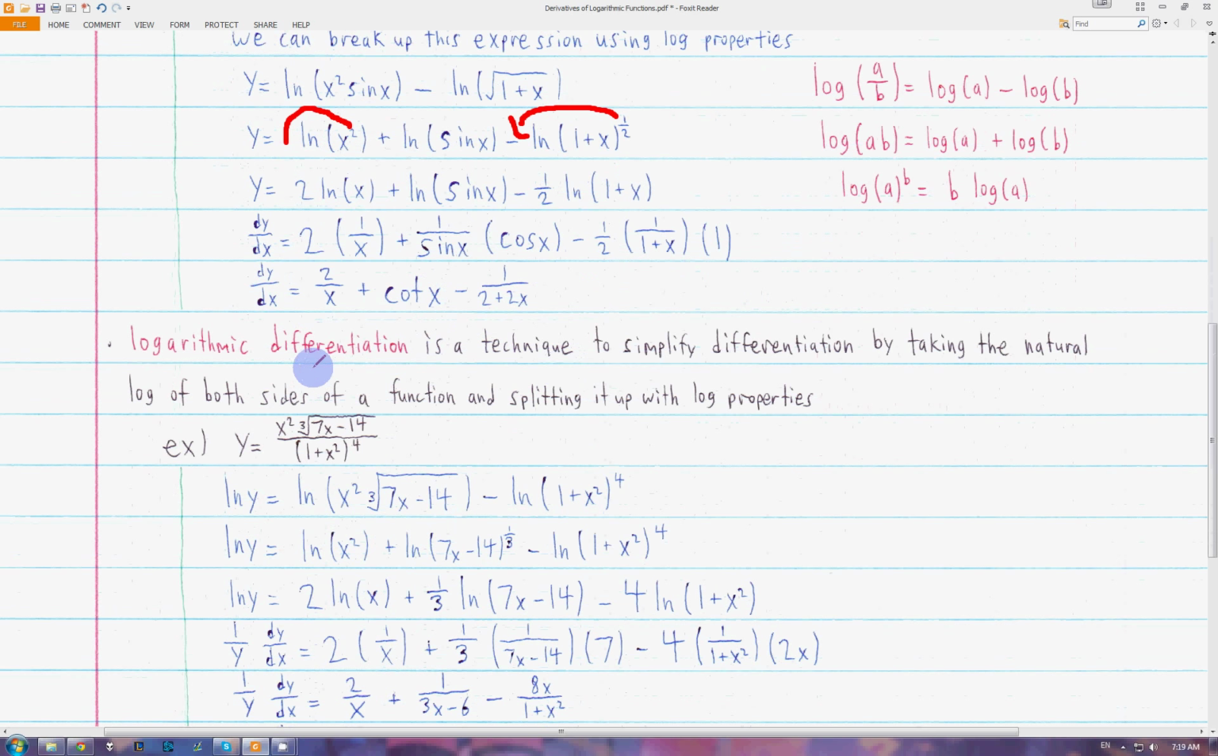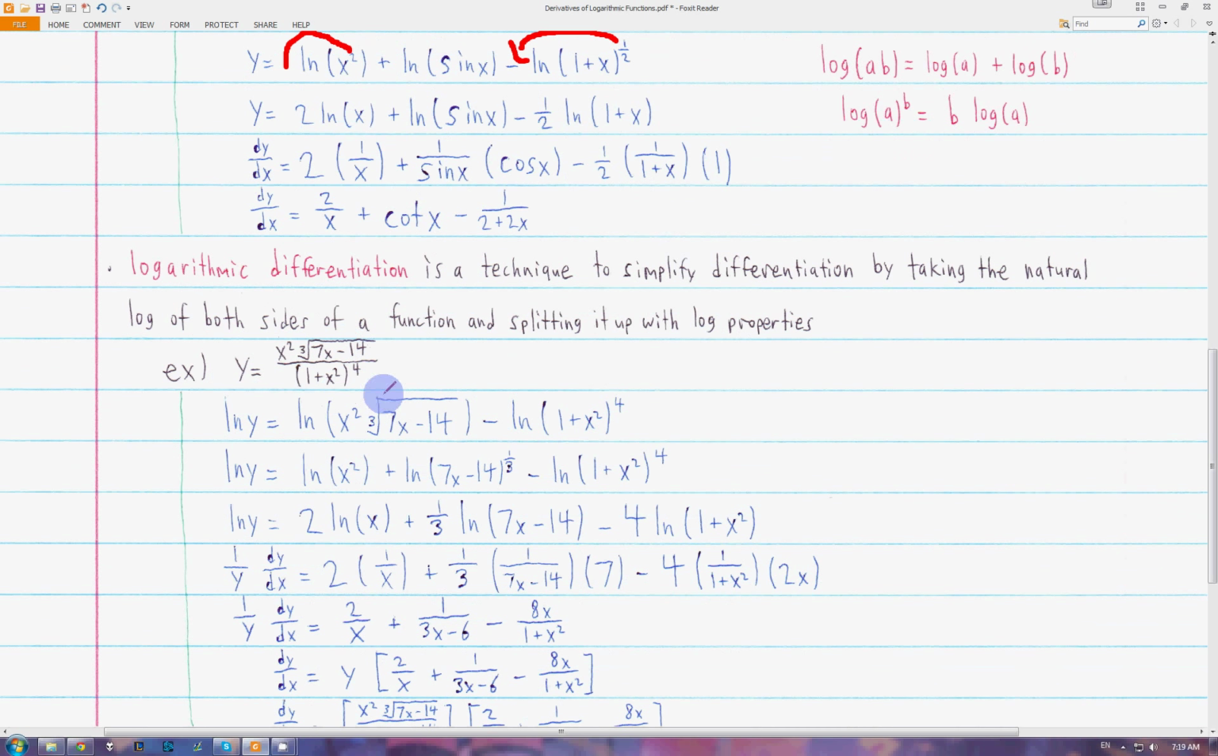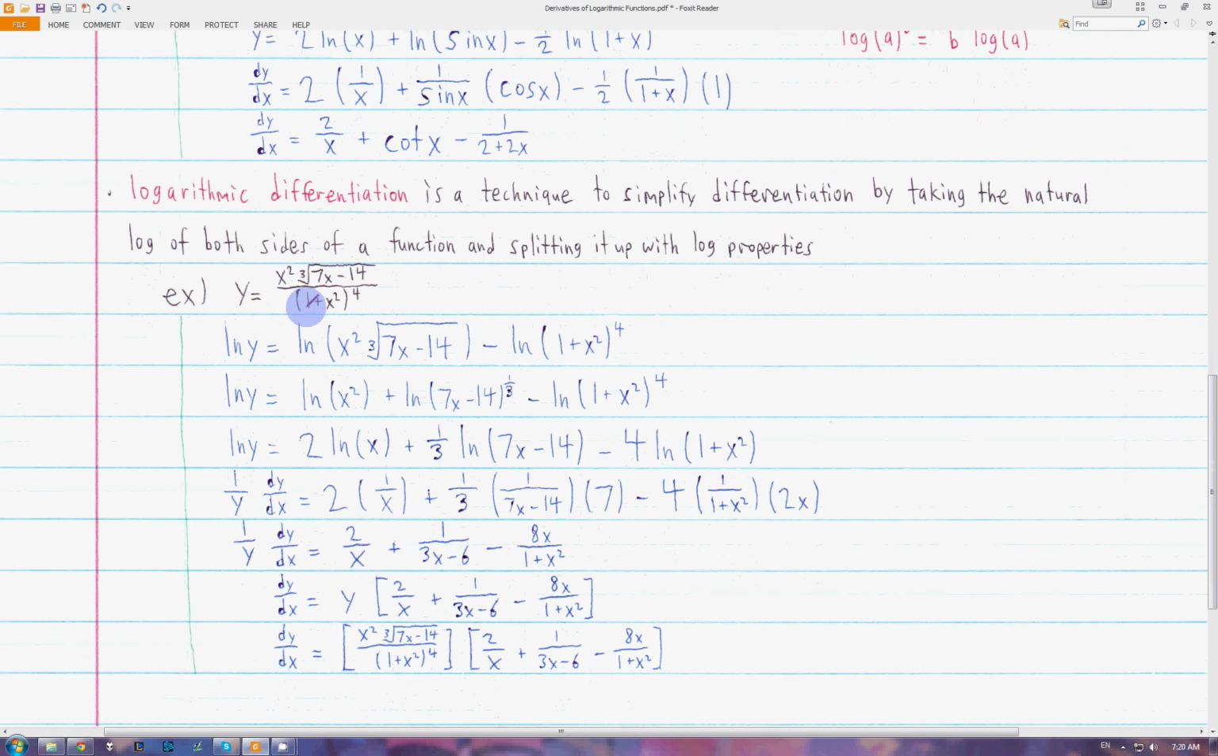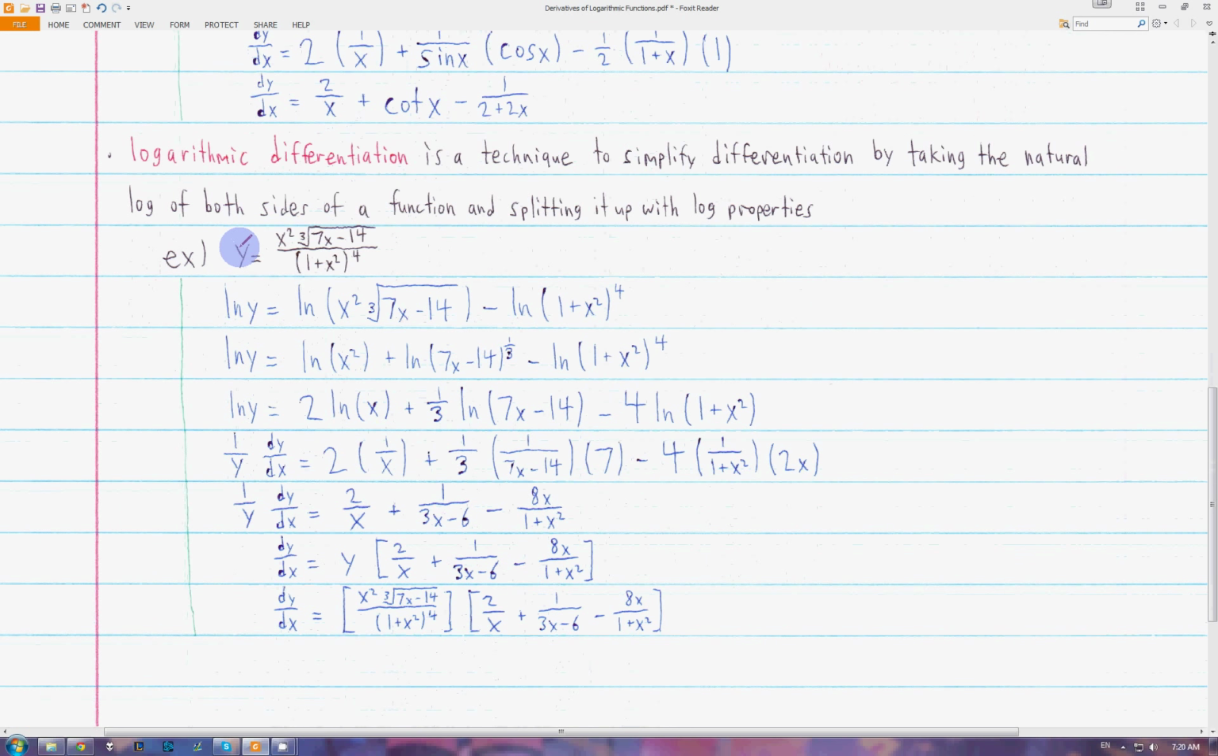Now, logarithmic differentiation is a technique to simplify differentiation using these log properties. Even if the original function doesn't have a logarithm, we can still take the ln of both sides and then split up the expression with log properties. So again, we have a pretty complicated expression. If we were to just use the quotient rule, it would take a long time. So what we can do is take the ln of both sides.